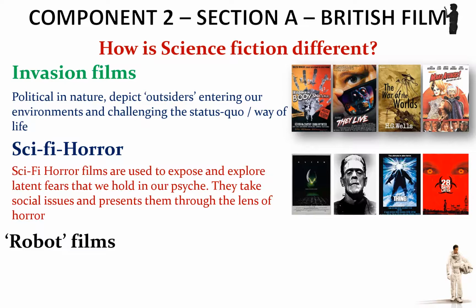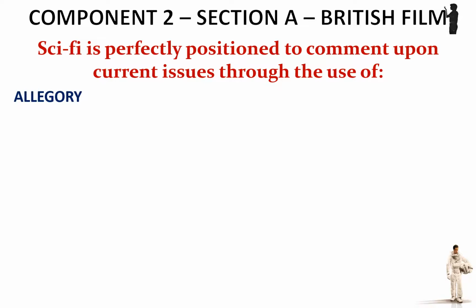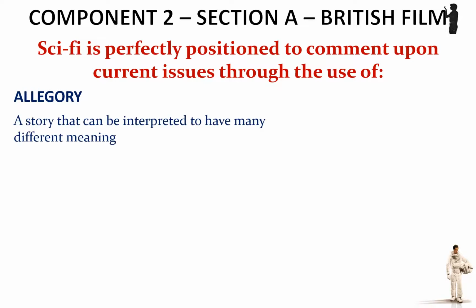Science fiction horror. Sci-fi horror films are used to explore and expose latent fears that we hold in our psyche, and they take social issues and present them through the lens of horror. And we have robot sci-fi films. Robots have always been used as a metaphor for technological growth. So if you see a bad robot in a film, it's generally a critique of technology. And if you see a good robot, then usually it's pointing out or discussing the positive benefits of technology. So sci-fi is perfectly positioned to comment upon current and contemporary issues through the use of allegory.